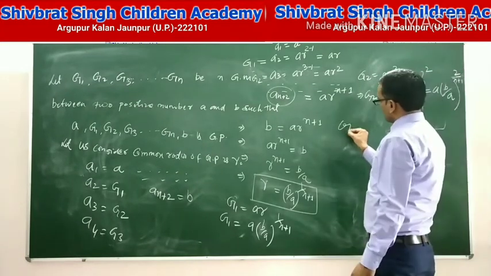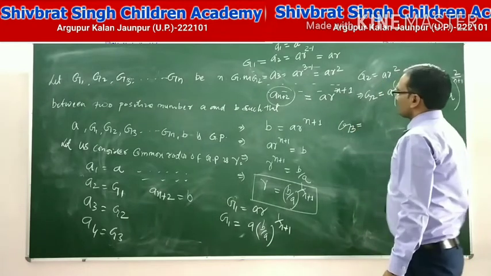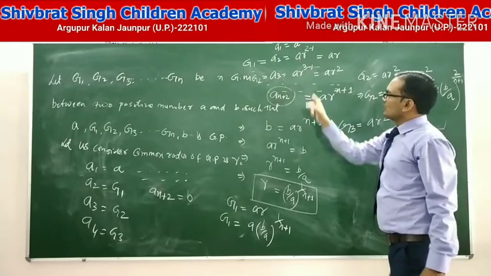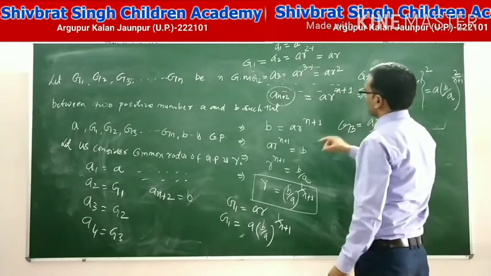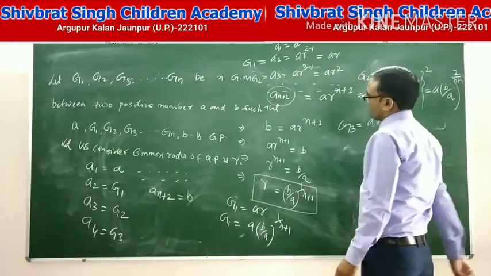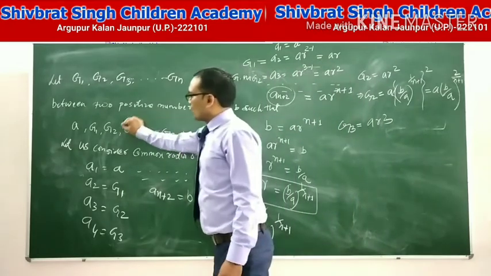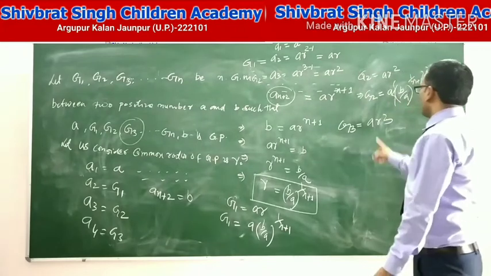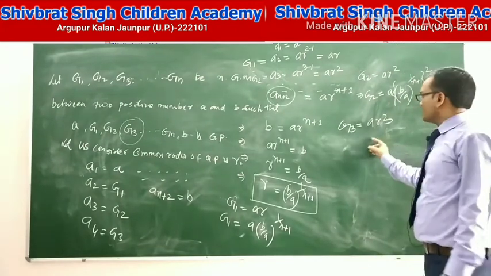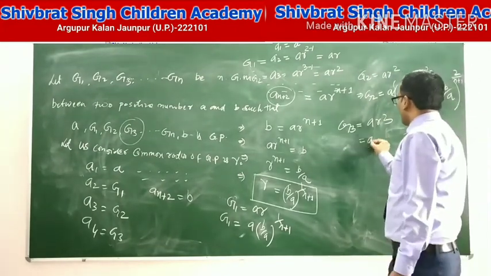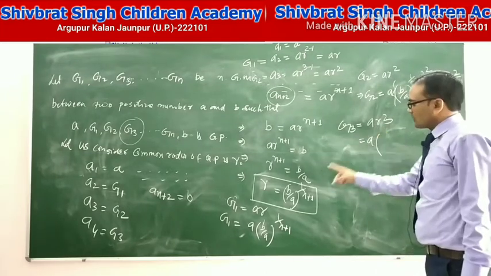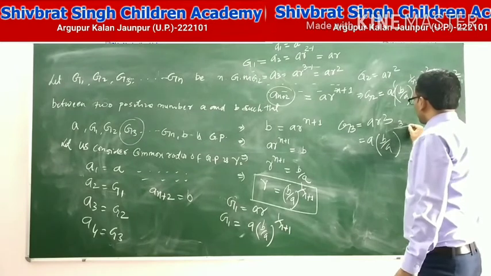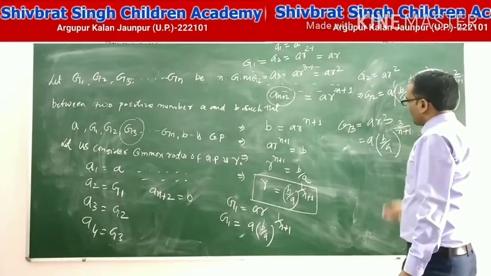Again G3 equal to AR square. G3 equal to AR cube. G3 is the fourth term of this GP, and the fourth term of this GP equal to AR to the power 3. Then put the value of r, value of r equal to b upon a. (b upon a) power 3 upon n plus 1.